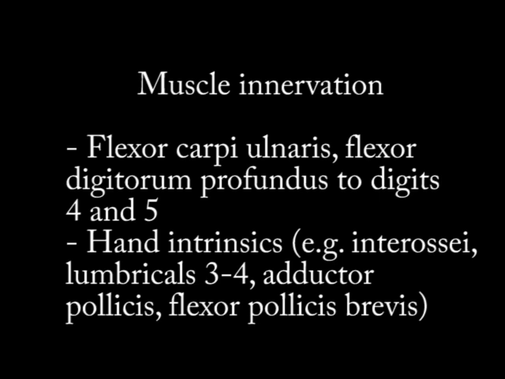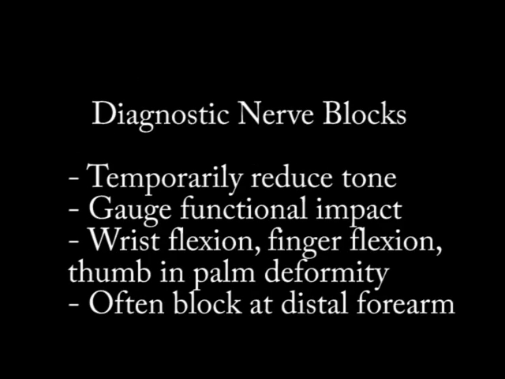Some relevant muscles would include the interosseae and the lumbricals 3 and 4, which contribute to that intrinsic plus deformity, as well as the adductor pollicis and the flexor pollicis brevis with a thumb and palm deformity.